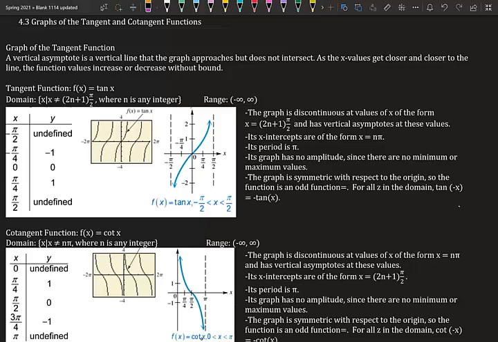4.3, the graph of the tangent and cotangent functions. So, graph the tangent function. A vertical asymptote is a vertical line that the graph approaches but does not intersect. As the x values get closer and closer to the line, the function value increases or decreases without bound. Meaning your graph will always approach the vertical asymptote, but never intersect it.